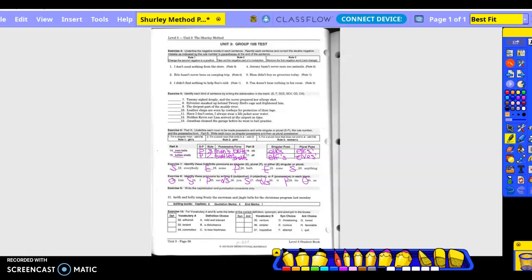Write the capitalization and punctuation corrections only. Key. And Holly. Frosty Snowman. Capital. Oh, not underlined. And then Frosty the Snowman is a what? The song, so you have to put it in quotation marks. And Jingle Bells. Capitalize. And quotation marks for the Christmas program last Monday.